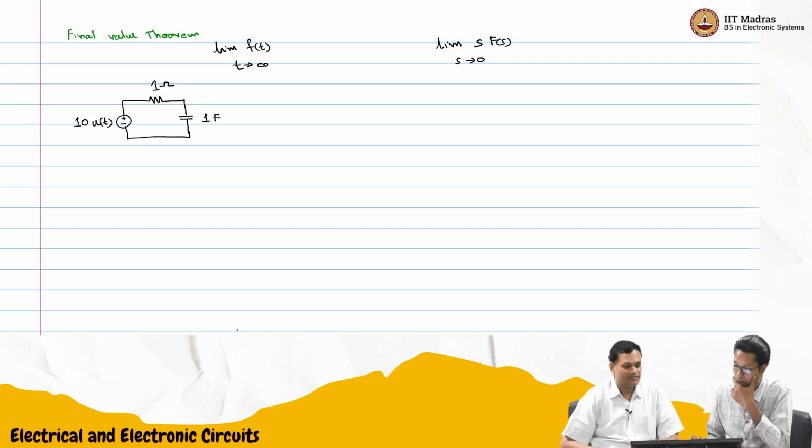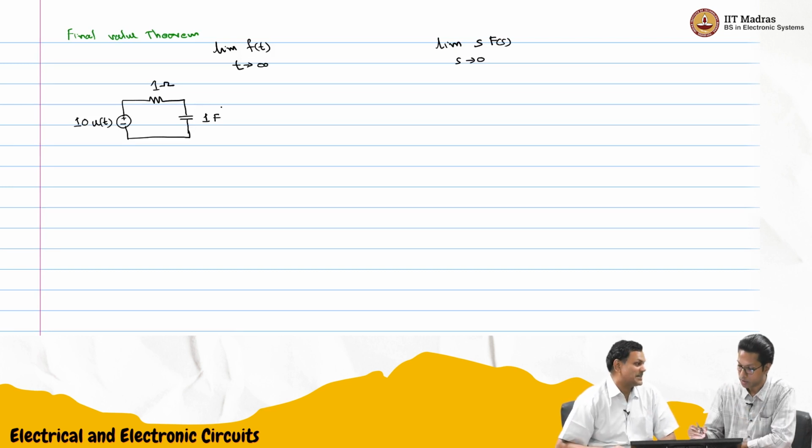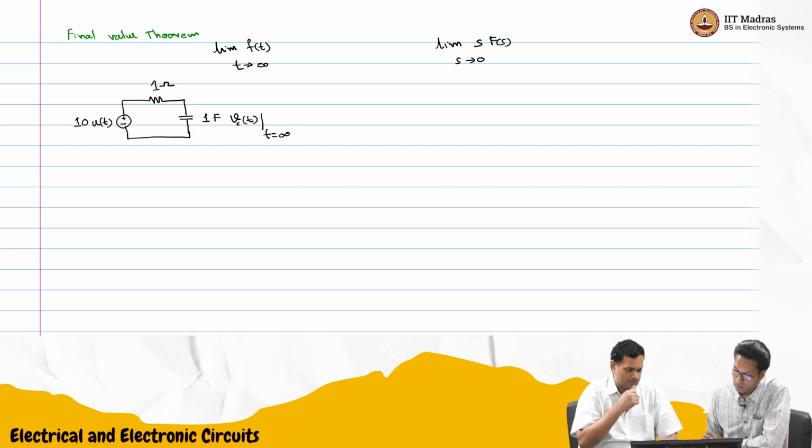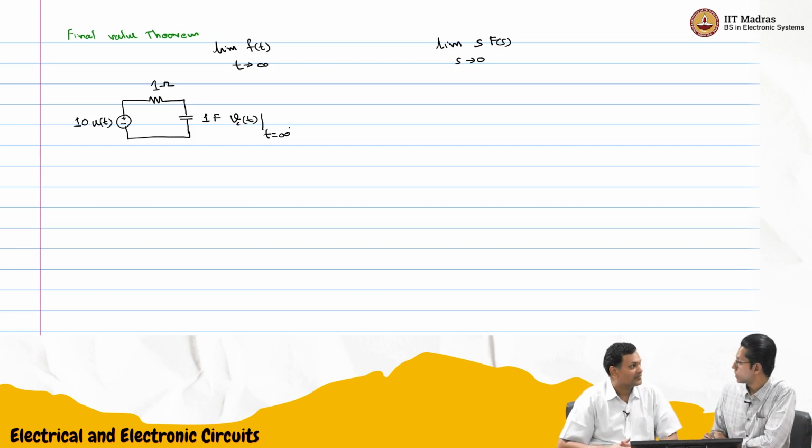What am I supposed to do? So we want to find out, let's say, the final voltage across the capacitor, Vc of t. We want to find out Vc of infinity, at t equal to infinity. So that means I should have an expression for Vc of t.